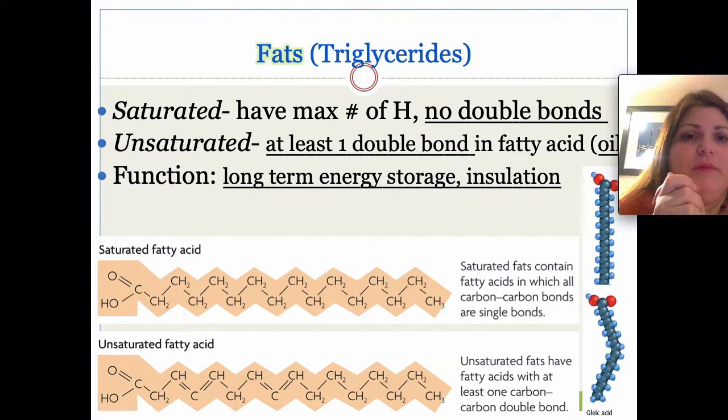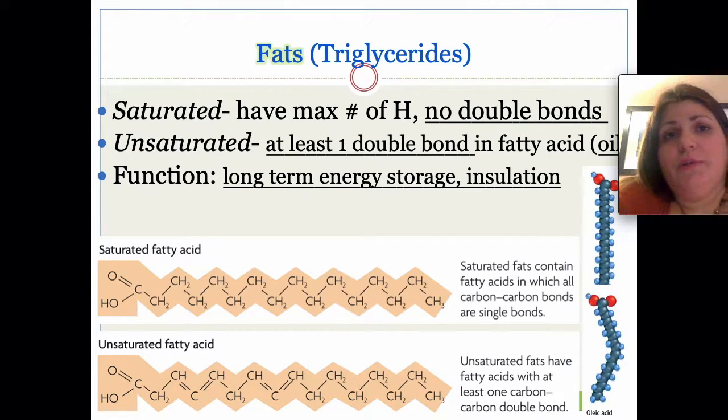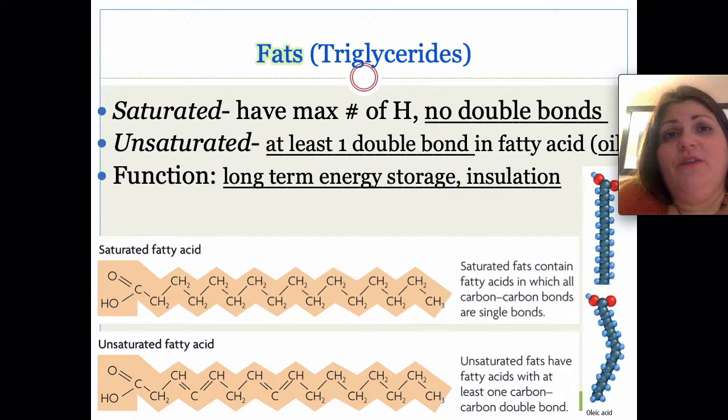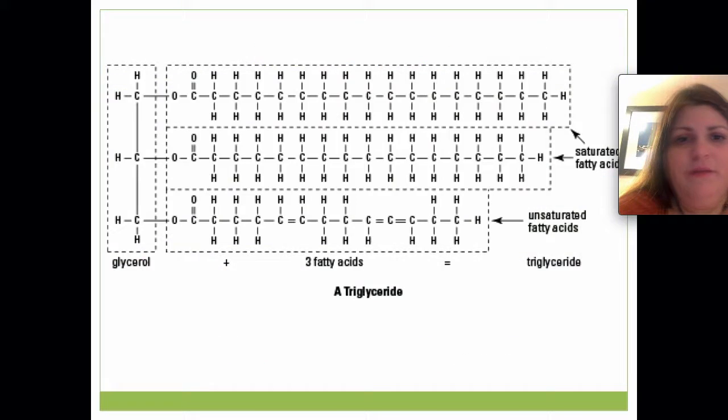All of these you're probably familiar with as energy storage. If you don't use energy, it gets converted to fats. So they function in long-term energy storage. So with carbohydrates, if you don't use them right away, eventually those calories you take in will be converted to fats. Also, you're probably familiar with whales and animals that have blubber. That blubber is made up of fats too, and that's used for insulation.